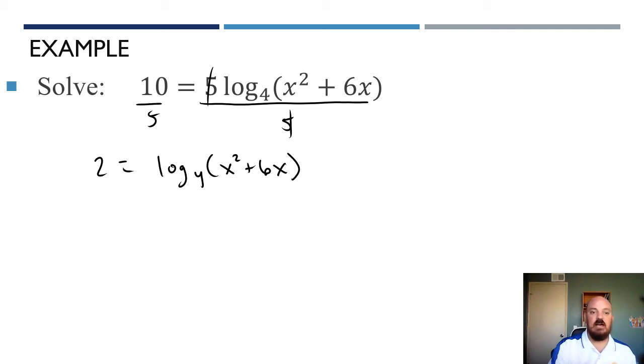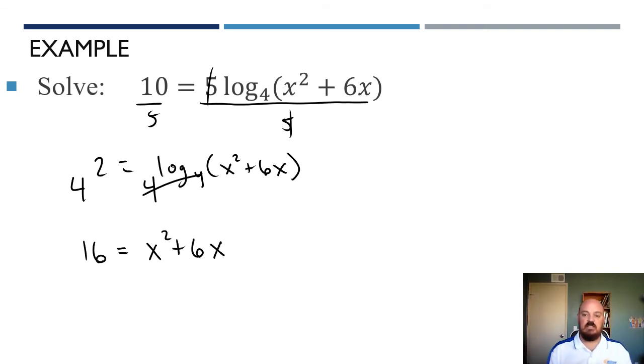And the way I do that is basically like this. I turn the equation itself into the exponent, and I do 4 to each power. So we have 4 to the second power, 4 squared, which is 16, equals, now remember the 4 to the x and the log base 4 cancel each other out, and just leave you with x squared plus 6x.